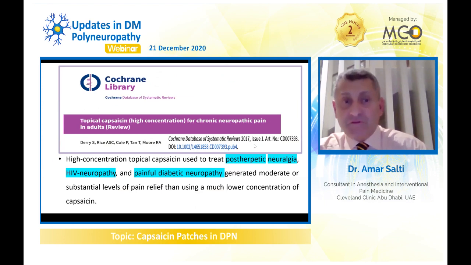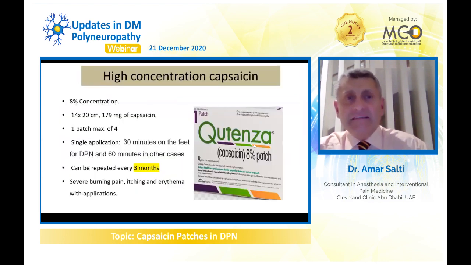The Cochrane reviews also mentioned that capsaicin can be one of the options, reducing the pain and the allodynia for these patients. It's 8% concentration, a very high concentration compared to what's on the market, 0.25 and 0.025 for the normal creams. This is a completely different mechanism of action. It can be repeated every 3 to 5 months, applied for 30 minutes for diabetic patients, compared to other cases where 60 minutes are needed.